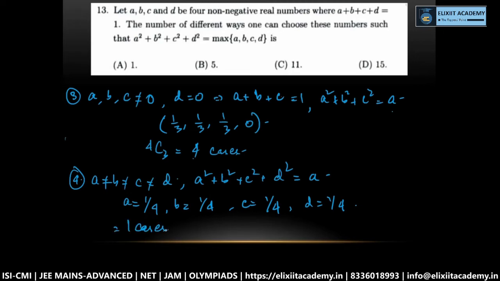So in the previous one, there were 4 cases, plus the next was 6 cases. 6 cases were there. Then we have 4 more cases, and then 1 case. So 4 plus 6 is 10, plus 5. So in total there are 15 cases. So the number of different ways one can choose these numbers is 15.